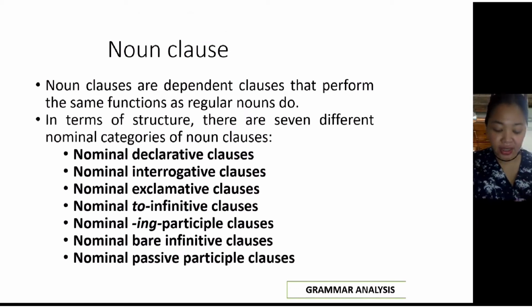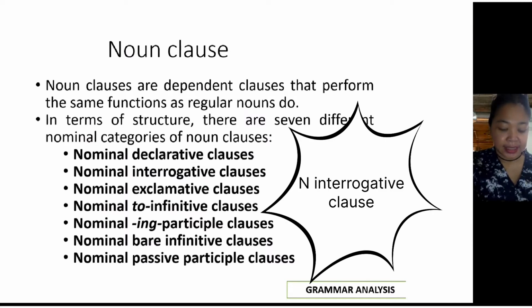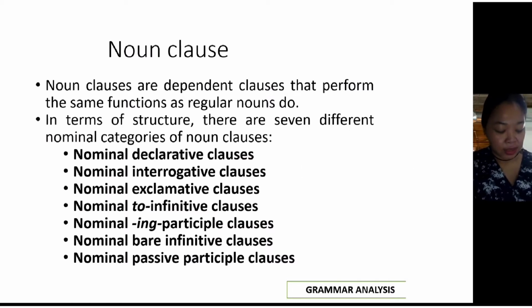So I guess you know the answer, right? It is obvious that interrogative subordinate clauses, which is nominal WH subclauses.